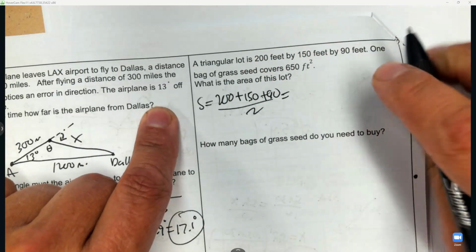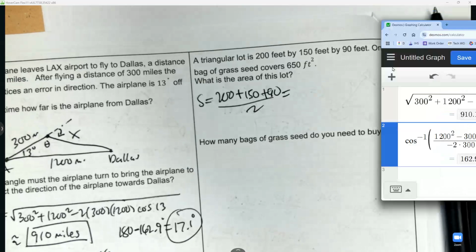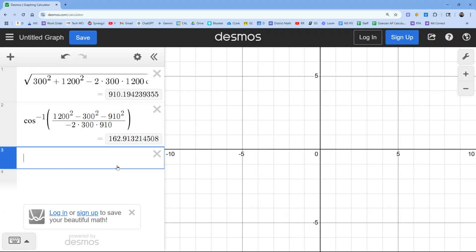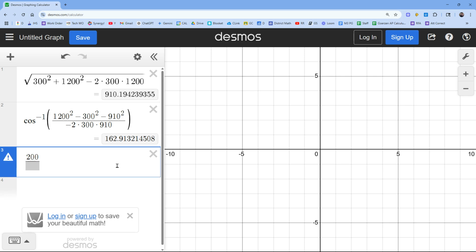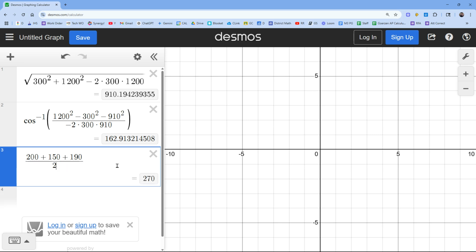There's step 1. So we'll take Desmos and add them up. In fact, I'm going to do a divide sign already. So it's 200 plus 150 plus 190. Divided by 2. That's 270.